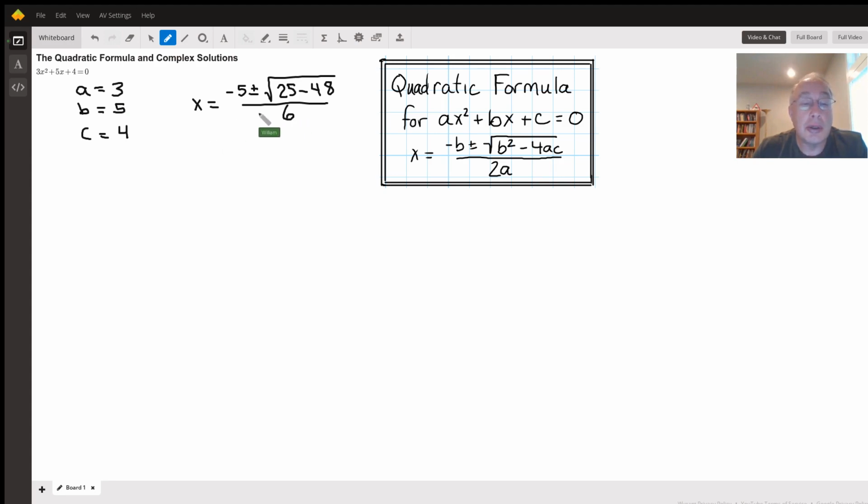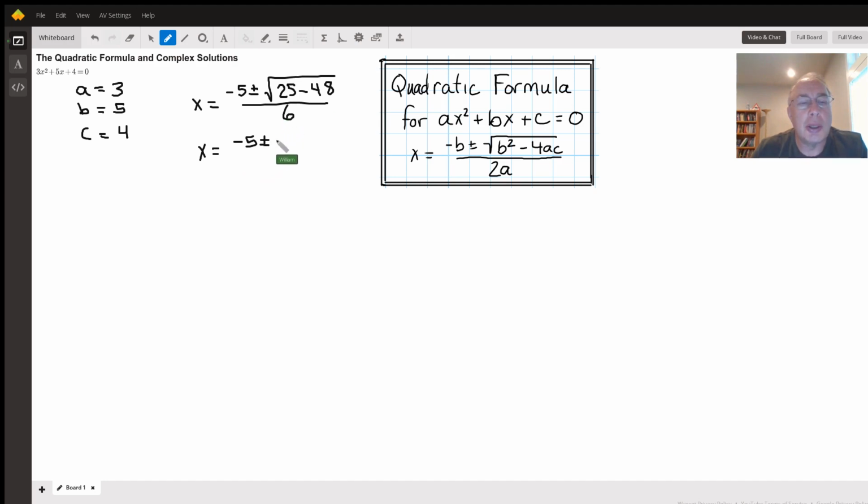And now you can see here that what's going to happen is I'm going to get a negative number underneath the square root. And that's not a real number. There are no real numbers that multiply by themselves to get a negative. So this is what's called an imaginary number. And what we do is we break it apart into its real and its imaginary portions.